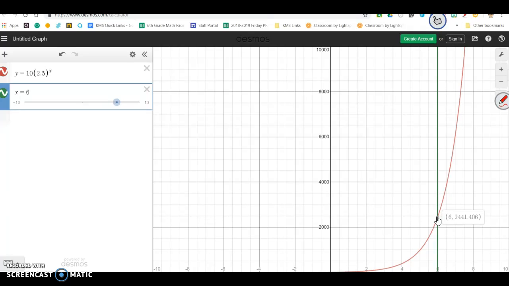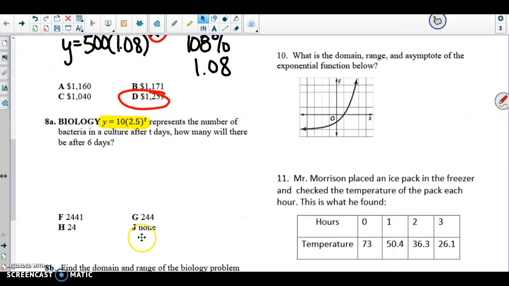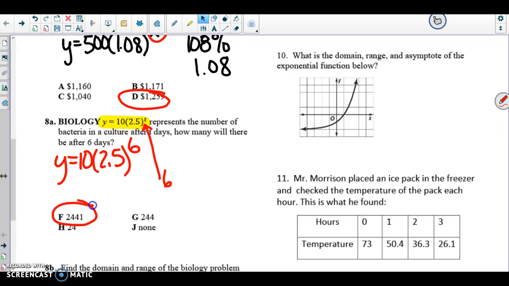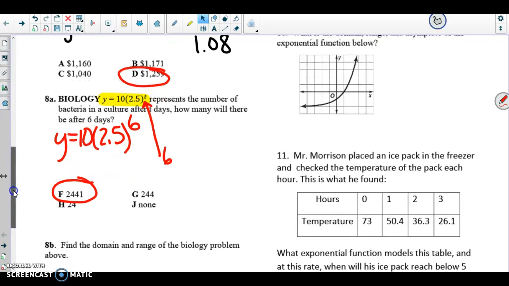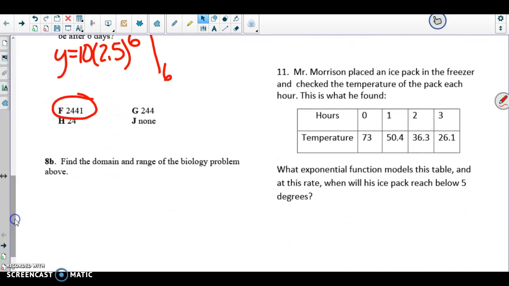Looks like it is 2,441. So 2,441, which is this one right here. Okay, again, when we type it in, we could just put a 6 right there. So we could just type in y equals 10 times 2.5 to the 6, then that would give us our value as well. Now, the question is, what is the domain and range?